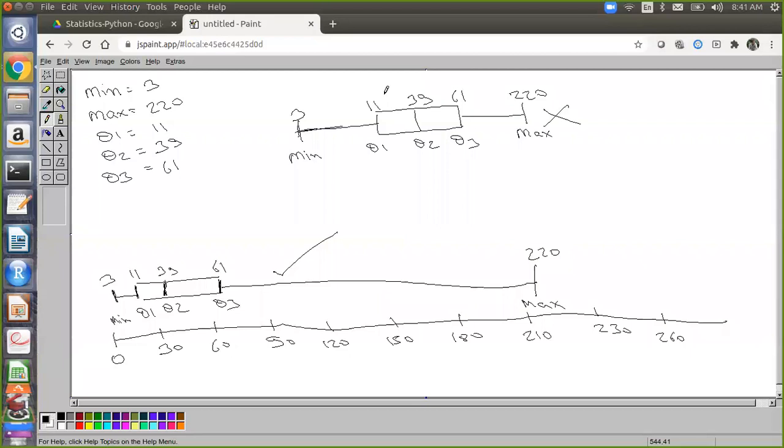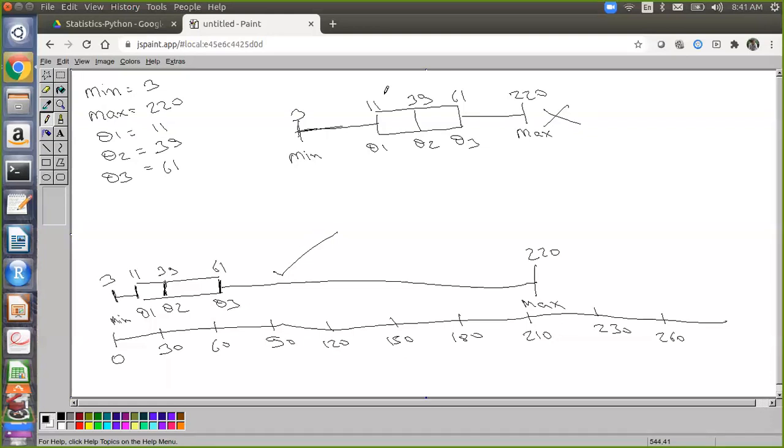Now the data like this 220, the data which comes with long whiskers, is generally treated as outliers, which we will discuss in the next few minutes. So is this clear to everyone? Yes. So that's the mistake and how you have to use it.